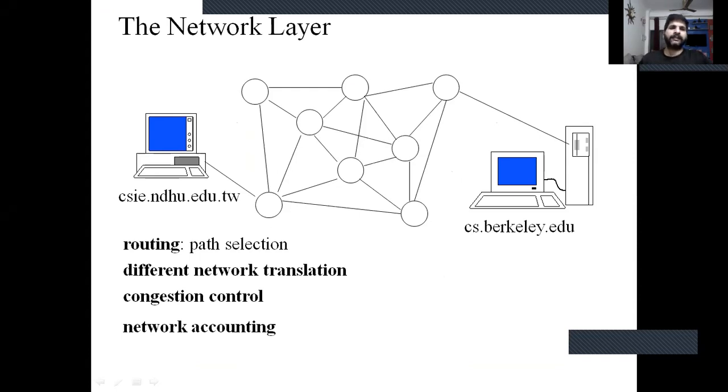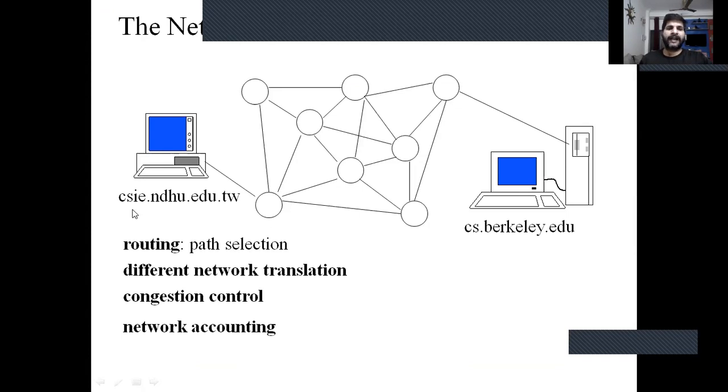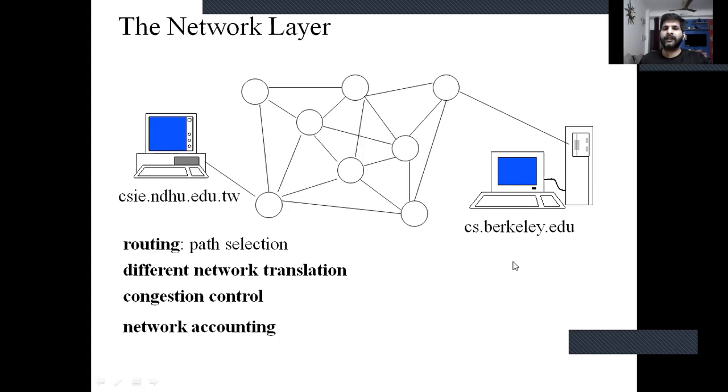Suppose that this particular system, csi.ndhu.edu.tw, wants to communicate with cs.berkeley.edu. Several routers and several regions or networks lie between these networks. The network layer first finds that several paths exist from this node to that node.